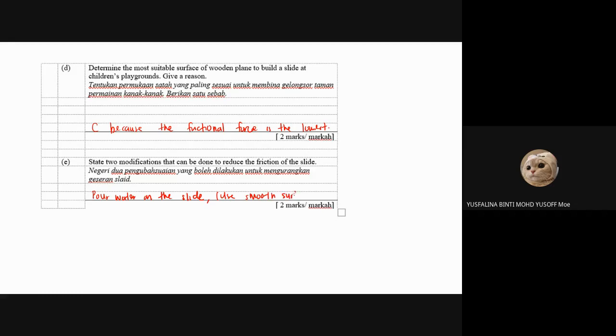Use smooth surface. So now we already said about the surface. Find any idea other than surface. What else can we use to reduce the friction? Don't give me ideas about the surface anymore. Now we have to change the idea. Find any idea that is not related to the surface. The height. Yes. So how about the height?